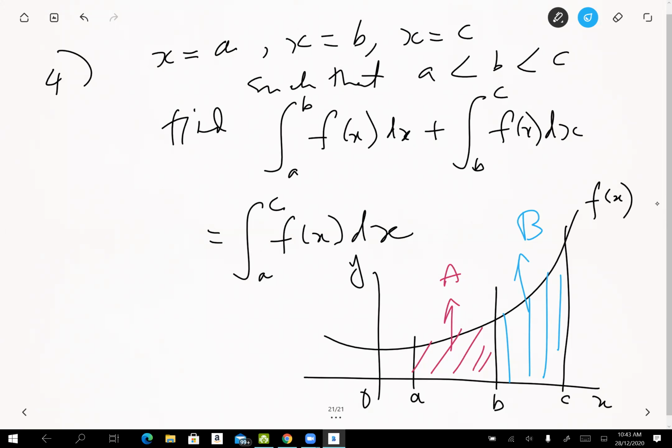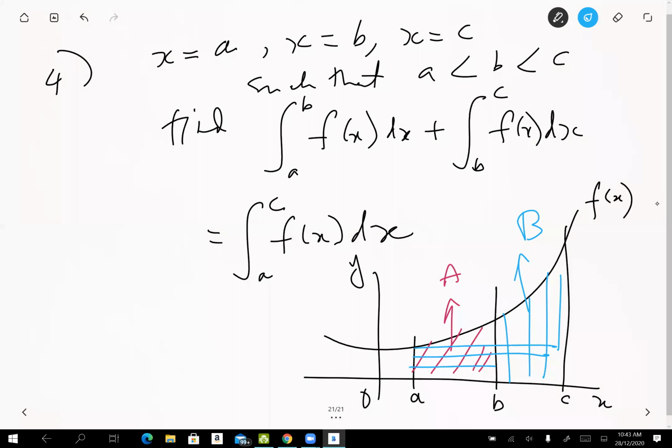So I want to find area A plus B. If you look at the formula here, that will be area A plus area B. In other words, I want to find the integral from A to B of f of x dx, and then the area from B to C of f of x dx. So what is it equal to? It's just equal to C.